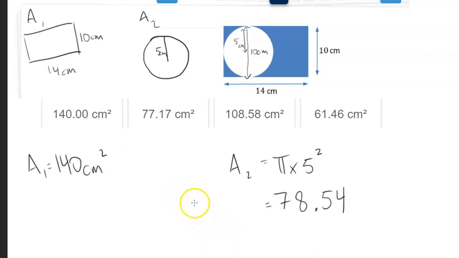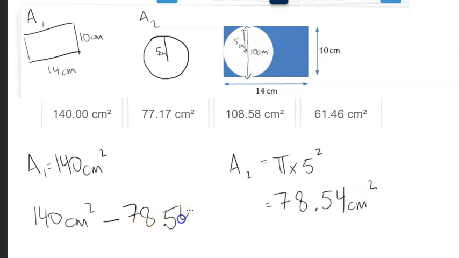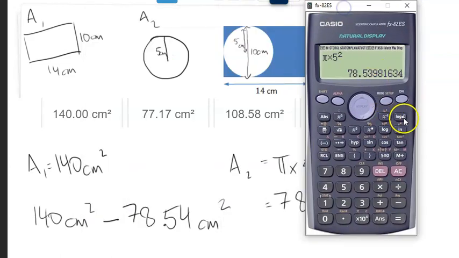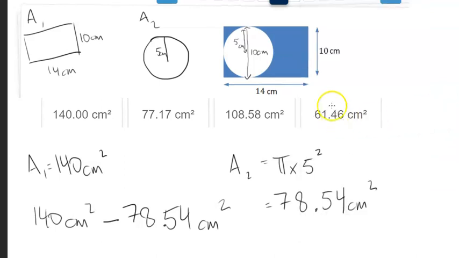I've seen some students go into autopilot and just grab these two areas and add them together. This is not the case. We need to get the shaded area, so we have to get the bigger area, 140 square centimeters, and subtract 78.54 square centimeters. So gotta be careful. We're doing a subtraction, not an addition. So here, this is 140 take away 78.54, and this will give me 61.46, which is the solution here.